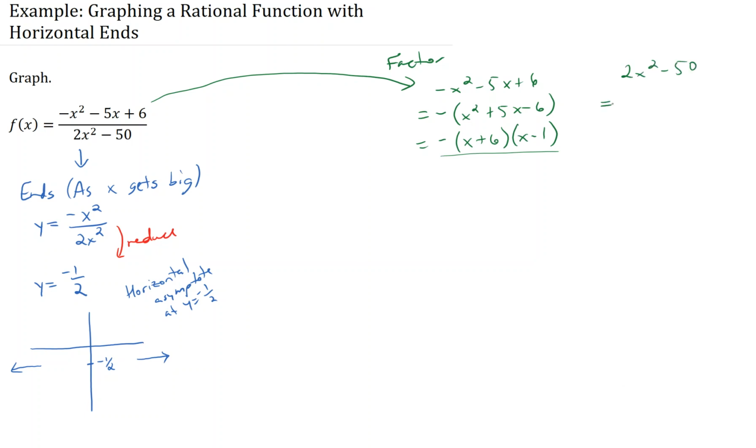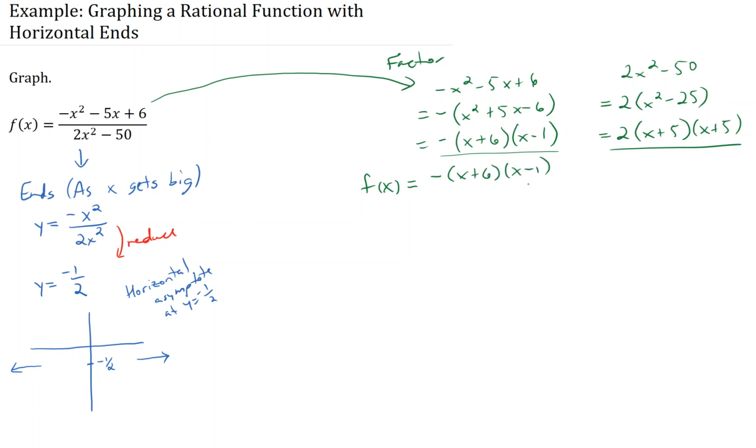By the way, this is not a video on how to factor, so if you need to review factoring, make sure to do that. I'm assuming you already know how, though. On the denominator, we're going to pull the 2 out, leaving x squared minus 25, and then we'll factor x squared minus 25 as x plus 5 times x minus 5. So the formula for our function ends up being on top negative, parentheses x plus 6 times x minus 1, and on bottom 2 times x plus 5 times x minus 5. Each of those is to the first power, so those are all odd multiplicities, odd sign changes.